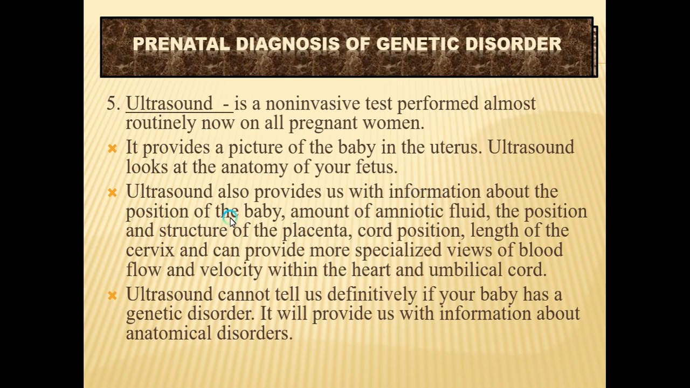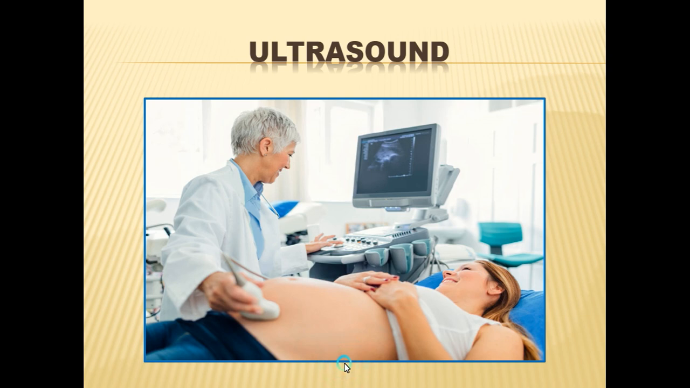Ultrasound gives us an idea of the position of the baby, the amount of the amniotic fluid, the position and structure of the placenta, the position of the cord, the length of the cervix, all these things. It can also provide a more specialized view of the blood flow and velocity within the heart and the umbilical cord. All these things can be found out by a simple ultrasound. Ultrasound may not be able to directly pinpoint the genetic disorder, but it will provide us with information about anatomical disorders. This is the transducer, this is a pregnant lady, and this is how the ultrasound is done.